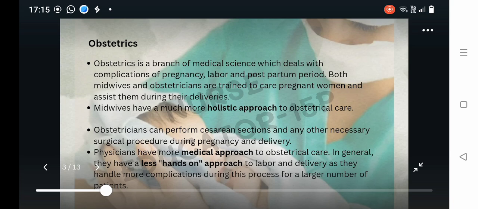But here we see what is the difference between them both. The midwife will have a more holistic approach. Why does she have a holistic approach? Because she is caring for the pregnant woman. Generally she spends more time with the woman during her visits, and also supports her during labor and in the postpartum period. That's why she has a holistic approach. And obstetricians perform cesarean sections and any other necessary surgical procedures. They have a more medical approach to obstetrical care, and in general we can say they have a less hands-on approach to labor and delivery.